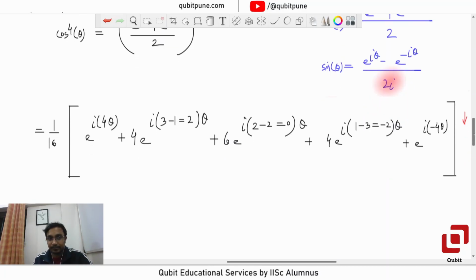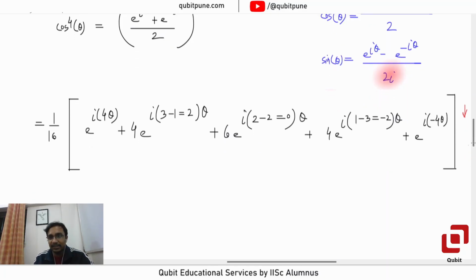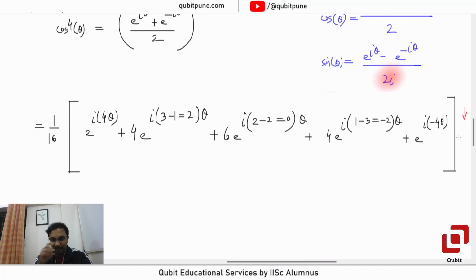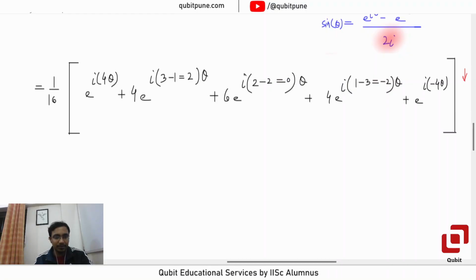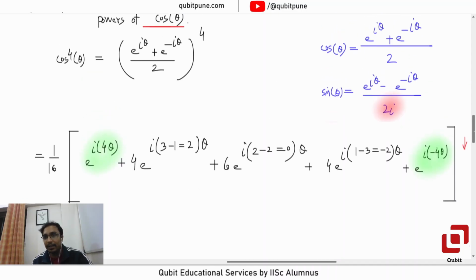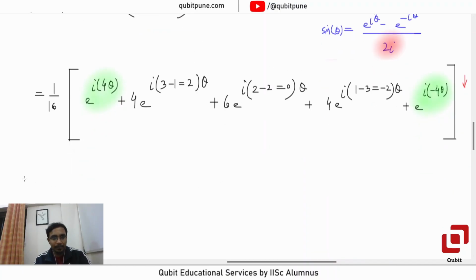Now look, let's again use the same formula. What I'm going to do is combine two terms. Which two terms? First and the last. Let me use different colors. E raised to i 4 theta plus e raised to i negative 4 theta will be equal to 2 cos 4 theta. Look here, 2 cos 4 theta.